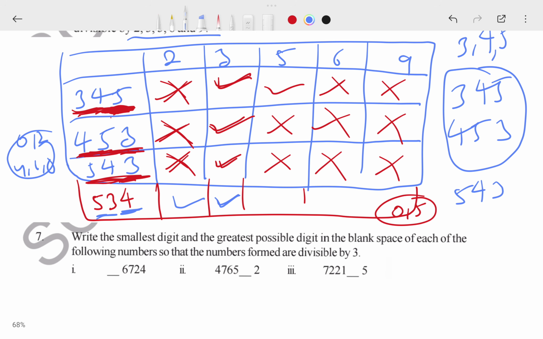In the 5 table we need 0 or 5 at the end. Here it is not 0 or 5 at the end, so it is not divisible by 5. For divisibility by 6, what we need to know is that if it is divisible by 2 and 3, then it is also divisible by 6. So it is divisible by 2 and 3, so it is also divisible by 6. If you add these digits to check divisibility by 9, this is 15. Is 15 in the 9 table? Not there, so it is not divisible by 9.